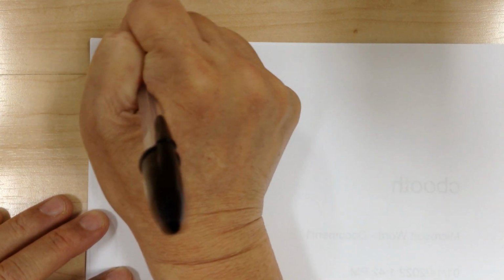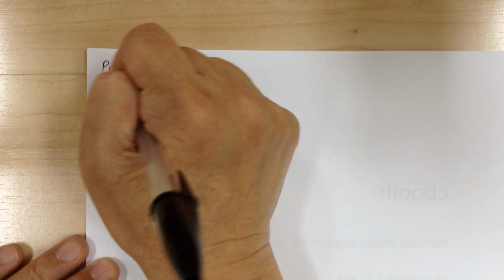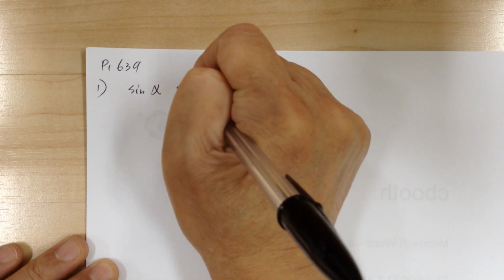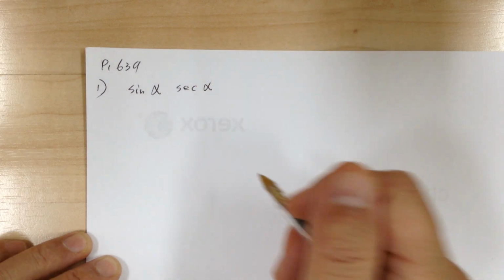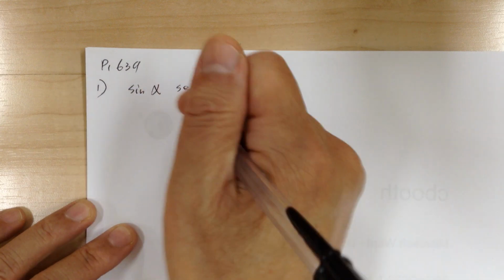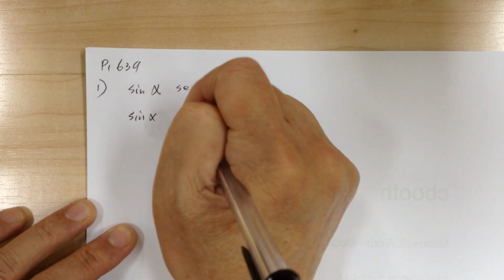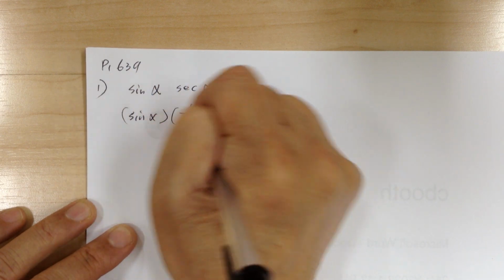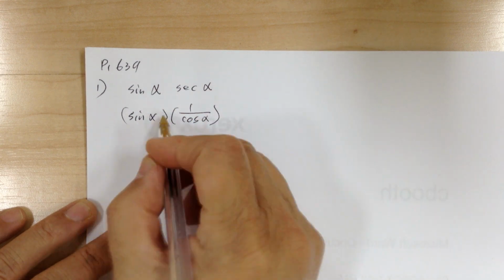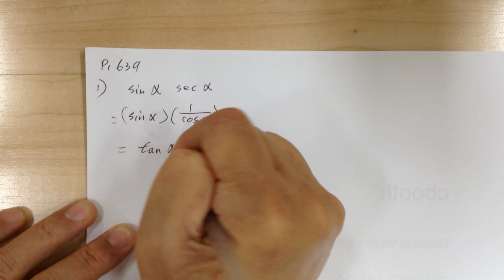Let's go to page 639. Start with number 1. You want to simplify, so you've got sine alpha, secant alpha. When you simplify something, if you're not sure what to do, just convert it into sine and cosine. Secant is 1 over cosine, and so now you have sine over cosine. This will equal tangent alpha.